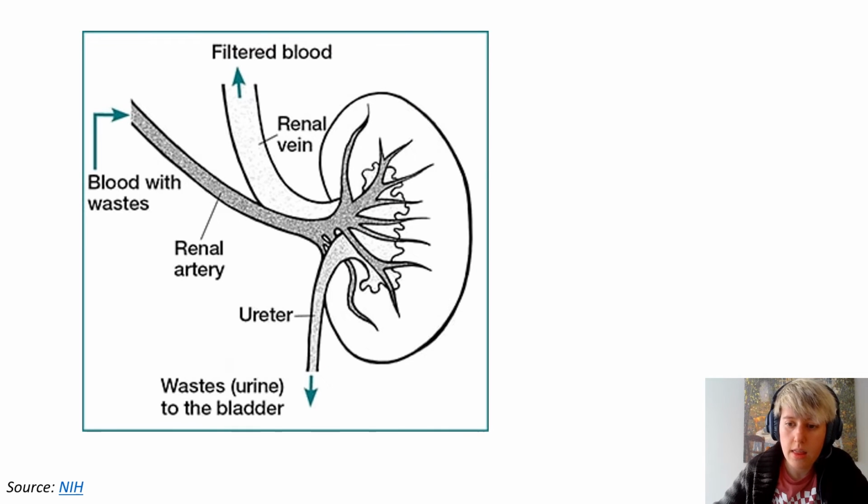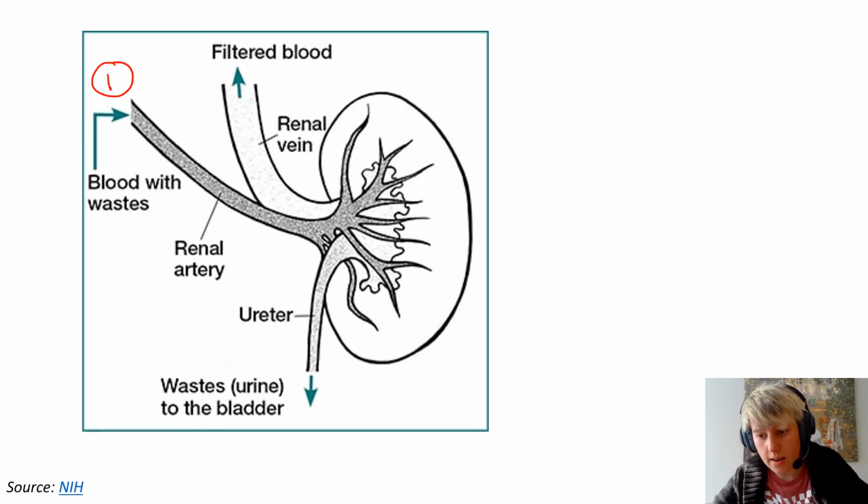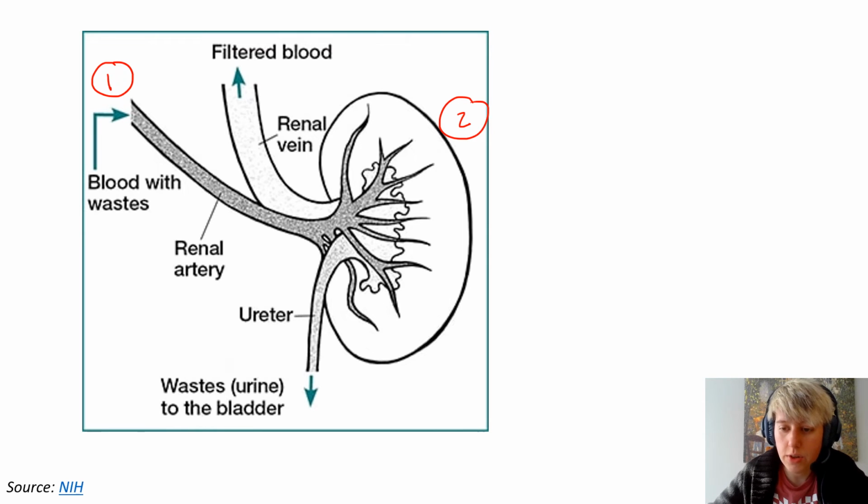So if we're looking at the filtration of blood in a little bit more detail, there's basically two key steps. The first step is right here, is that blood with wastes go into the kidneys. And again, our renal artery is the blood vessel that goes into the kidneys. Now, because you have two kidneys, you have two renal arteries. The right renal artery goes to the right kidney. The left renal artery goes to the left kidney. Then the filtration of the blood, so here, happens at the kidney. And the filtration component happens in a structure called the nephron.